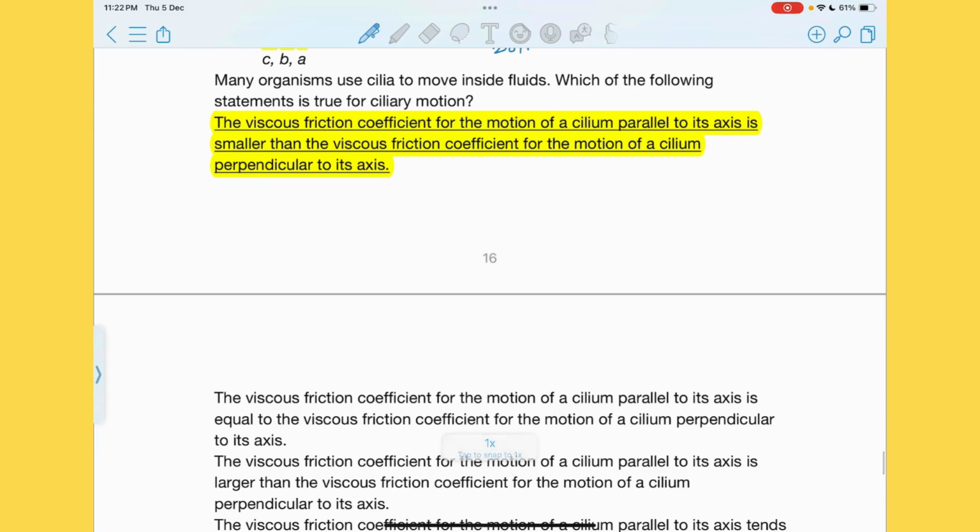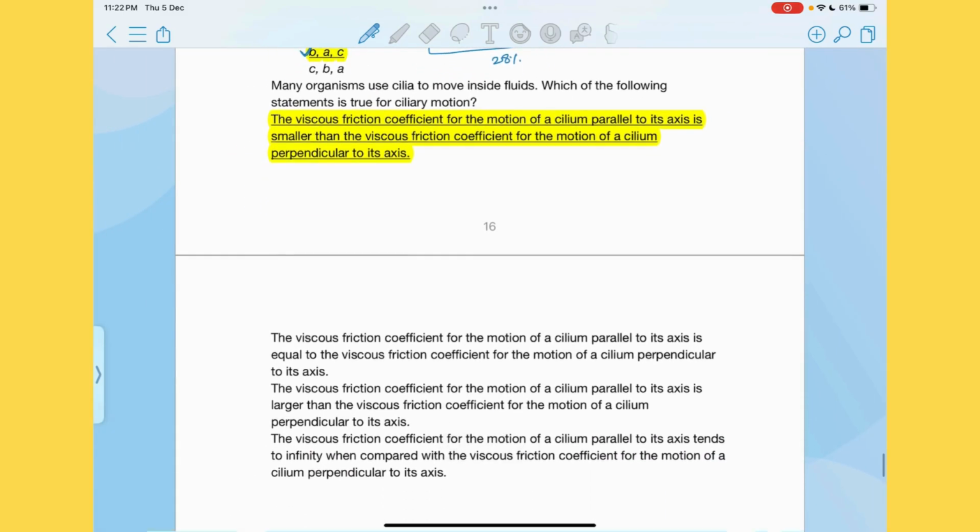The next question is pretty logical and very lengthy, but it's really easy if you patiently read it out and just have a thought in your mind.